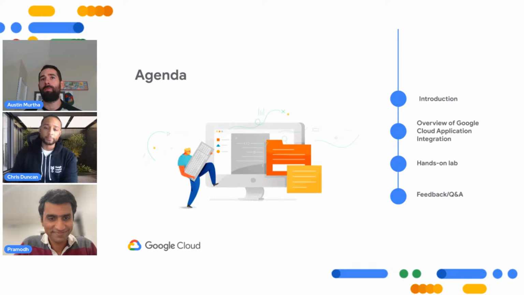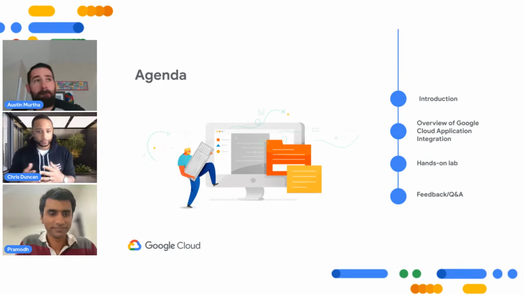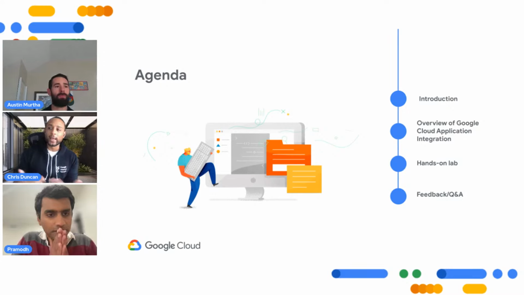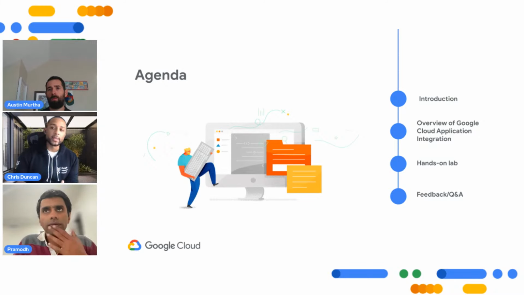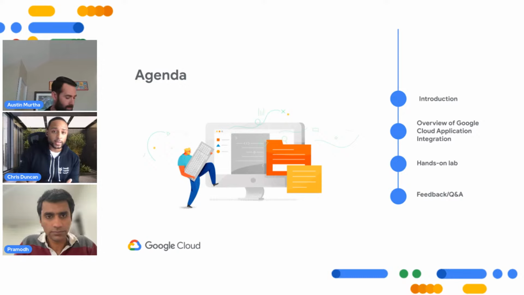With that being said, let's talk about the agenda for today. We're going to do a quick introduction into what application integration is, our new iPaaS product that's been GA since July of earlier this year. Then we'll do a quick overview of it holistically and talk about some of the capabilities. At the end of the discussion, we're going to have a demo of some of our AI capabilities in application integration. We're also going to have a hands-on lab for some of the individuals that joined to conduct the lab as well. At the very end, we'll have some feedback and Q&A.